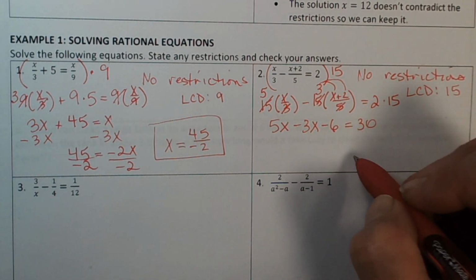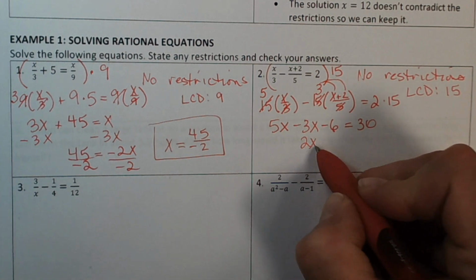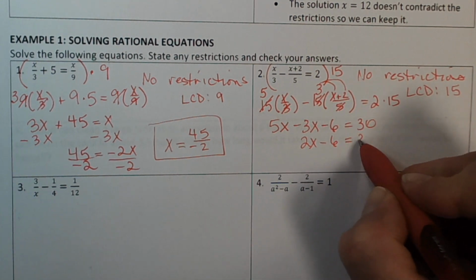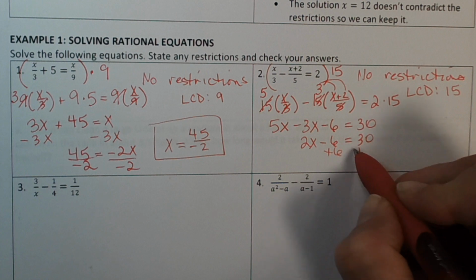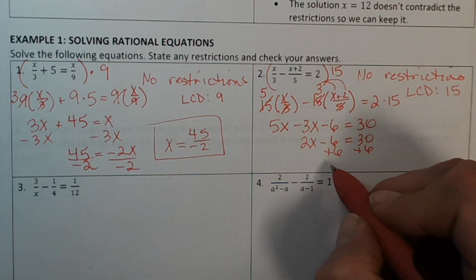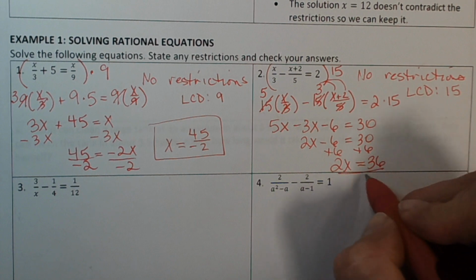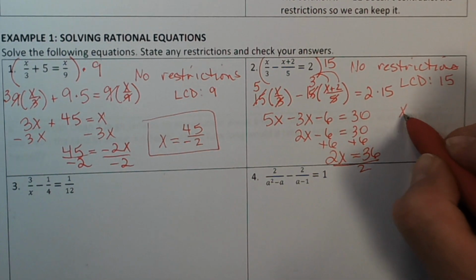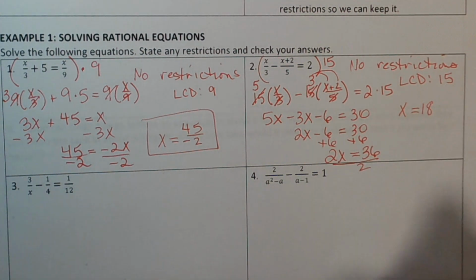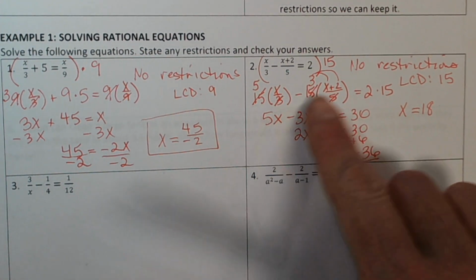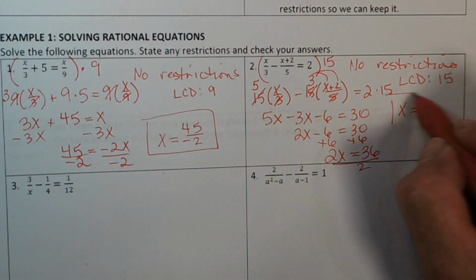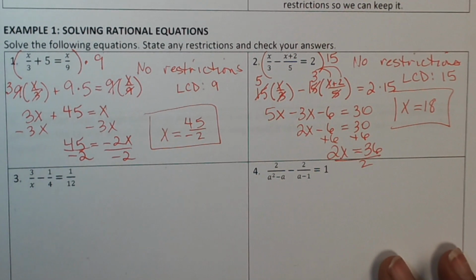Now we're just going to combine like terms and solve. So I have 2x minus 6 is equal to 30. We add that 6 to both sides. So I have 2x is equal to 36. And then we need to divide both sides by 2. So x is equal to 18. And again, there were no restrictions to check our answer against, so that answer is a good answer.